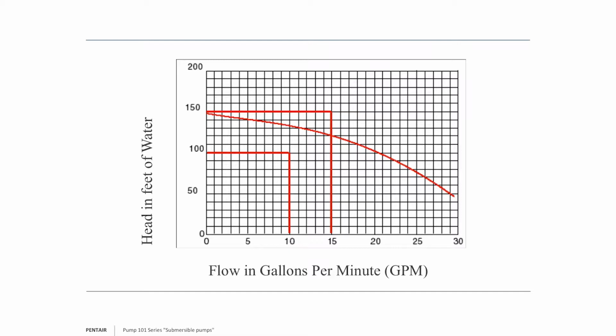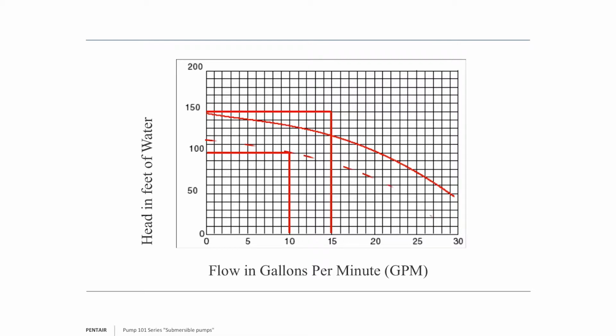So at 100 feet of head, it's either going to try to do 20.5 gallons per minute, or at 10 gallons per minute, it's going to try to do 132 feet of head. But it can't do 100 feet of head at 10 gallons per minute. Okay? Because this is a single speed unit now.